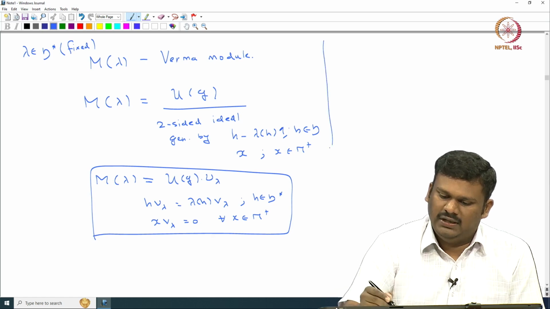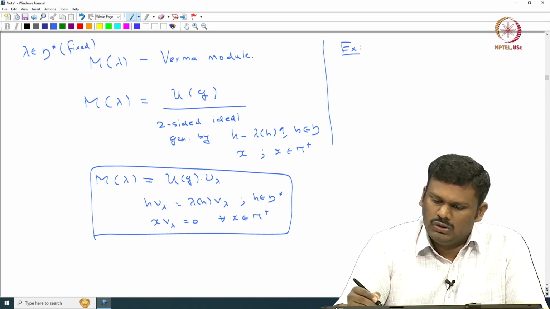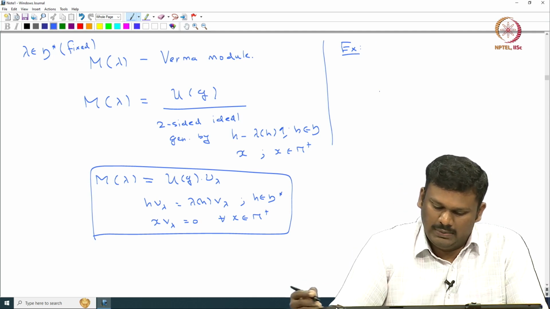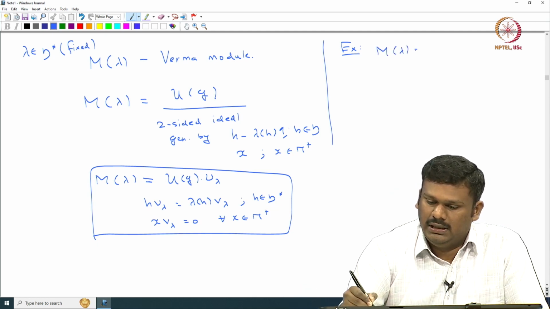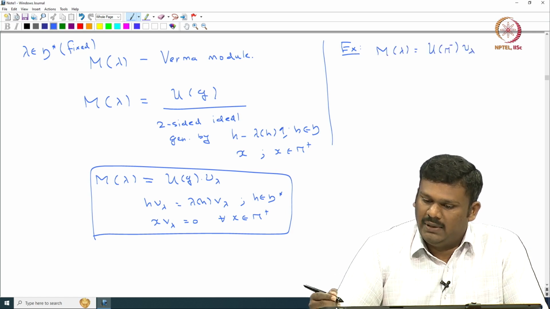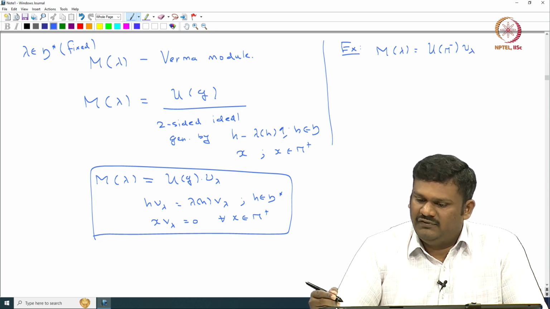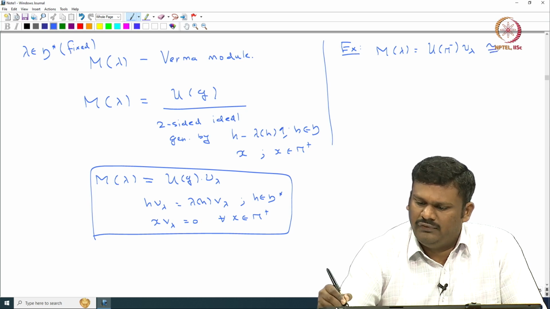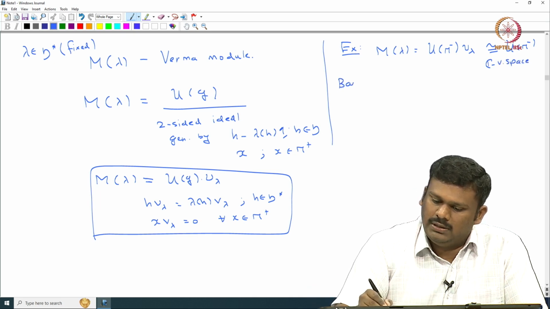Now I will leave it as an exercise. This is not a very hard exercise if we use the PBW theorem. Using the PBW theorem we can establish a very nice basis for M of lambda. M of lambda is generated by v lambda as a U n minus module, and as a vector space it is naturally isomorphic to U n minus as a C vector space. In particular, the following is a basis of M of lambda.